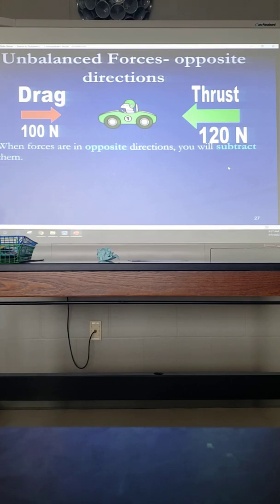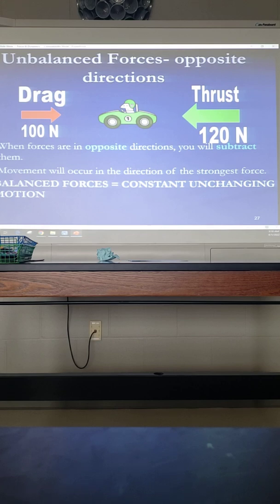Okay, and so when forces are in opposite directions, the key is that you subtract them. That's the easiest thing to remember. Same direction, you add them, you combine. If they're working in opposite directions, you subtract. And I think that's a pretty basic idea. We talked about this last year as well. So movement's going to occur in the direction of the strongest force.